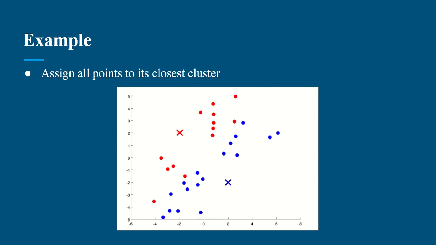The next step is to assign all points in our data set to their closest cluster. So it would lead to something like this, where the red points belong to the red cluster and the blue points belong to the blue cluster.